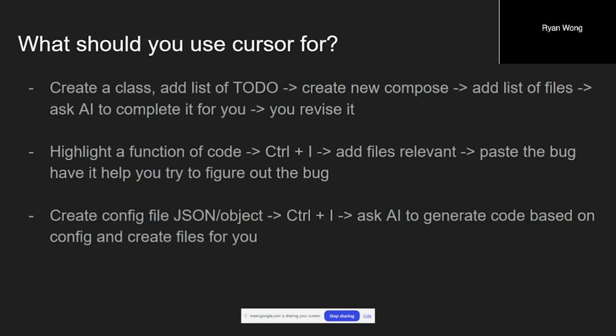Then the next one, for people who used Code Builder in the past, it could just do what we did in the Code Builder. So if we have a config file, a JSON config file, and we ask the AI to generate code based on this config file, it's really good at this.